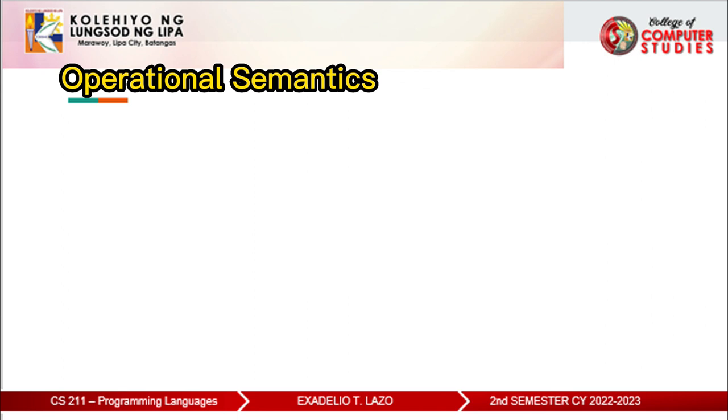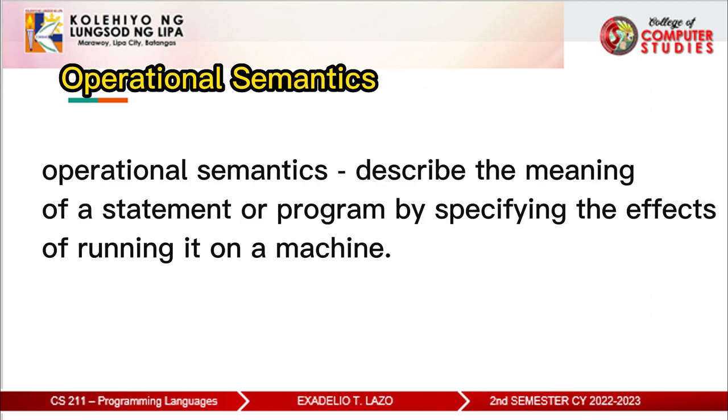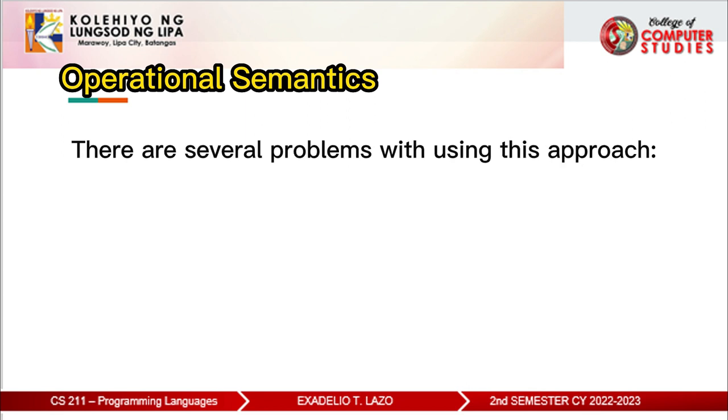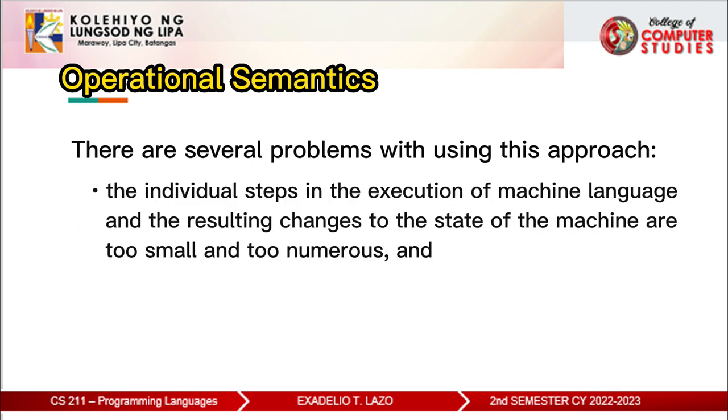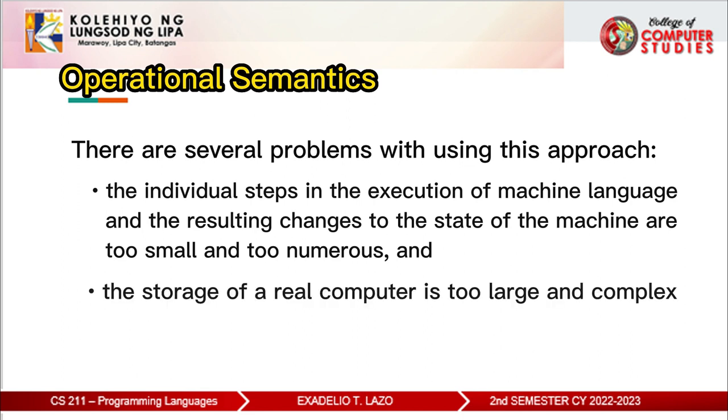The idea behind operational semantics is to describe the meaning of a statement or program by specifying the effects of running it on a machine. The effects on the machine are viewed as the sequence of changes in its state, where the machine's state is the collection of the values in its storage. There are several problems with using this approach. The individual steps in the execution of machine language and the resulting changes to the state of the machine are too small and too numerous, and the storage of a real computer is too large and complex.